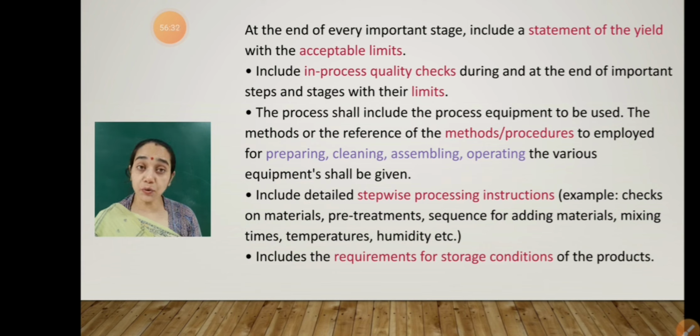It is not that the master formula record will contain only the manufacturing part. It should include in the equipment section how this equipment should be cleaned, prepared, and if it has to be assembled, then how it should be assembled and how it is operated. If this information is not available, then it will be very difficult to prepare reproducible batches. So the master formula record should contain all these things also.